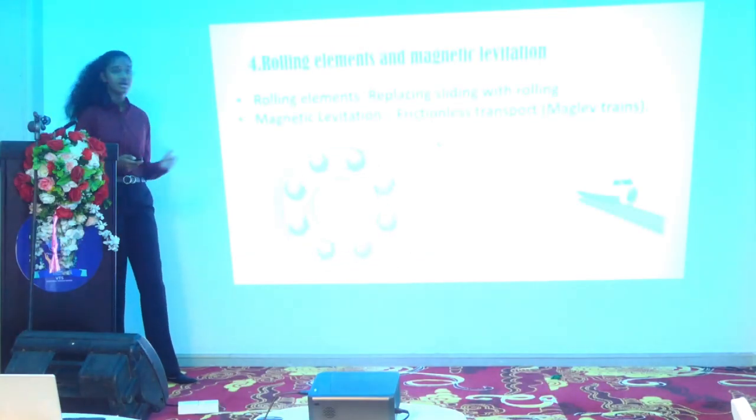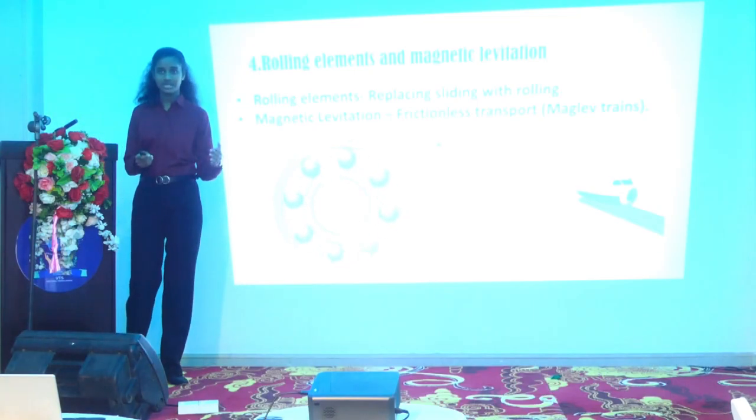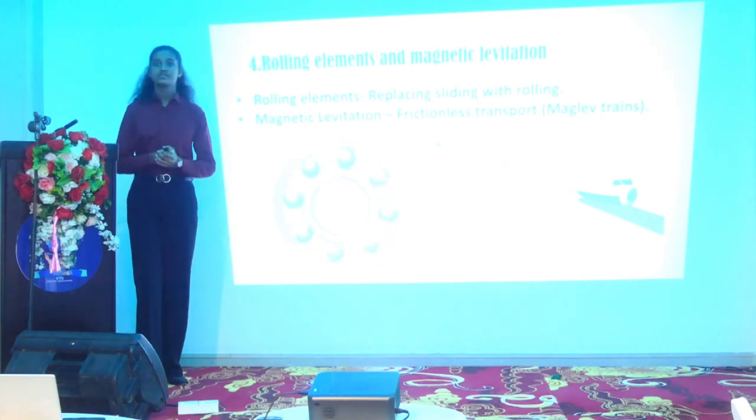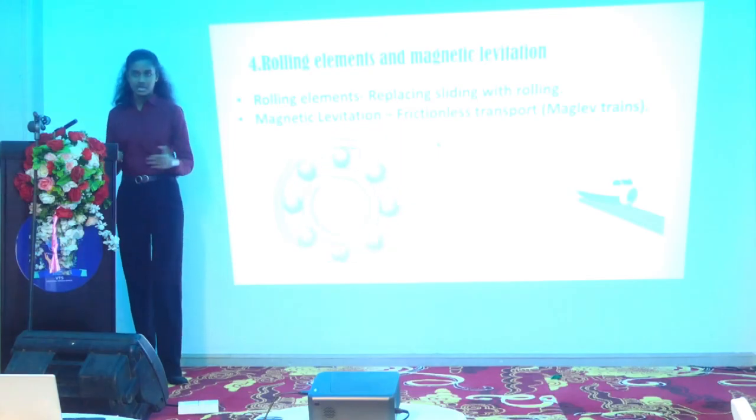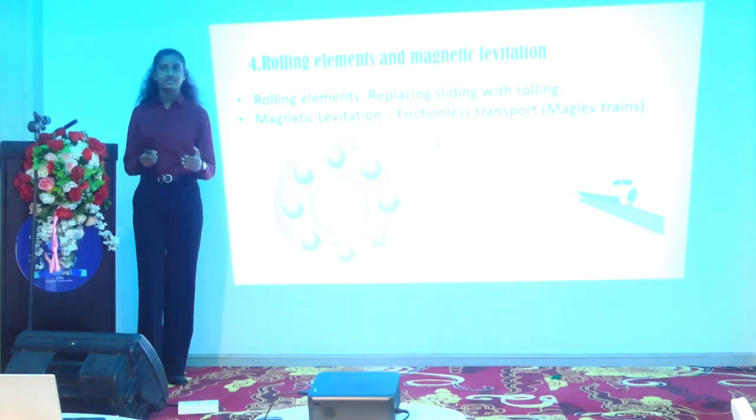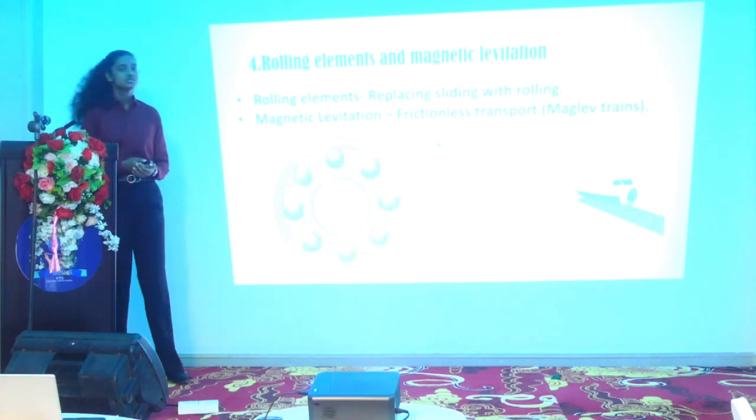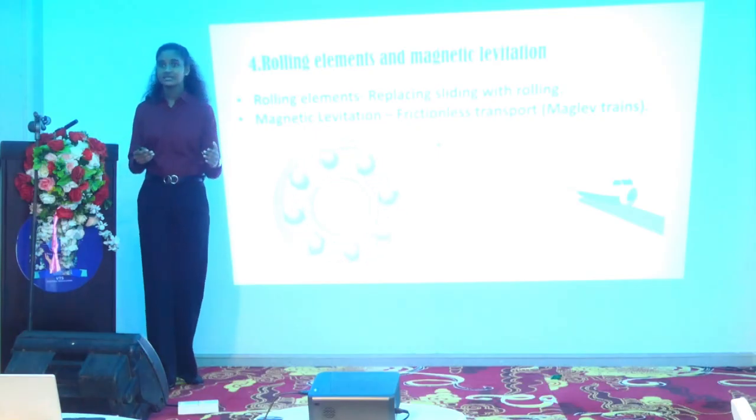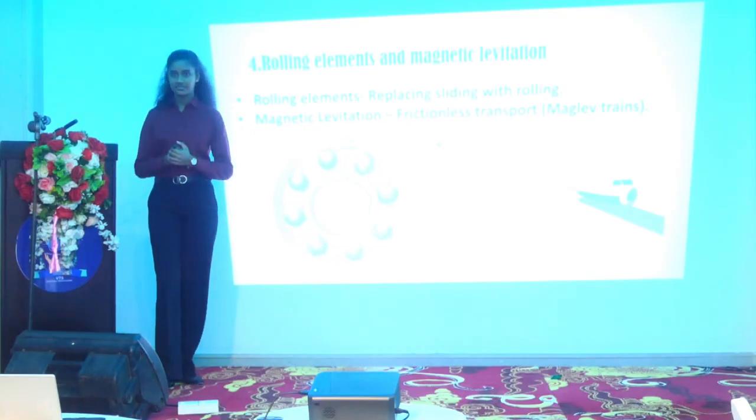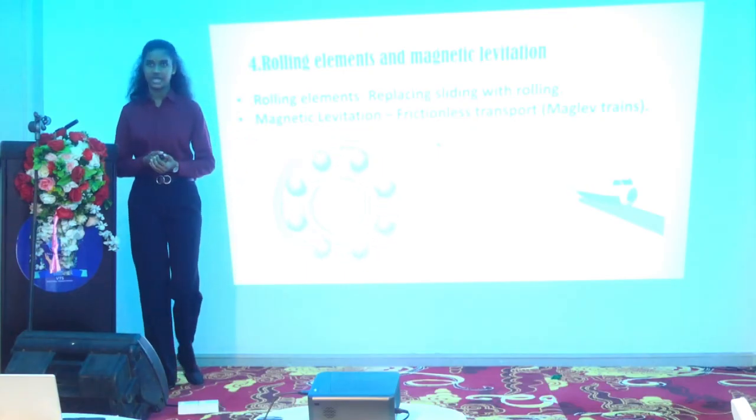And the last one, but not least, rolling elements and magnetic levitation. By using ball bearings, rollers and magnetic levitation, we can replace sliding with rolling and continuous motion. So with that, we can have low friction. So you have learned many things about friction. Sometimes friction affects our life advantageously, but sometimes it may also cause harmful effects on our life.